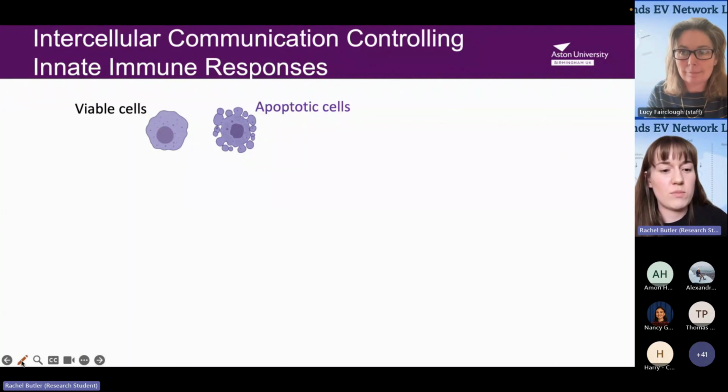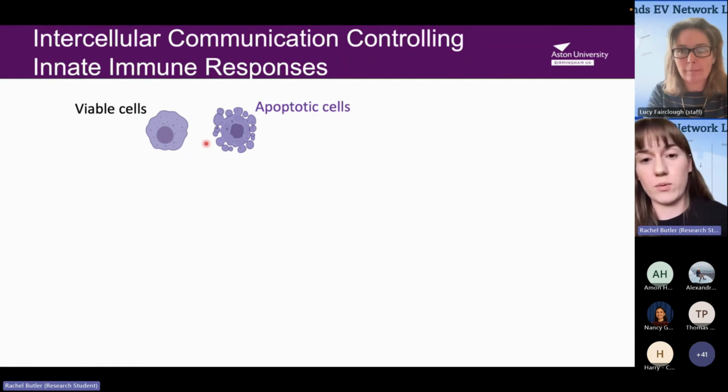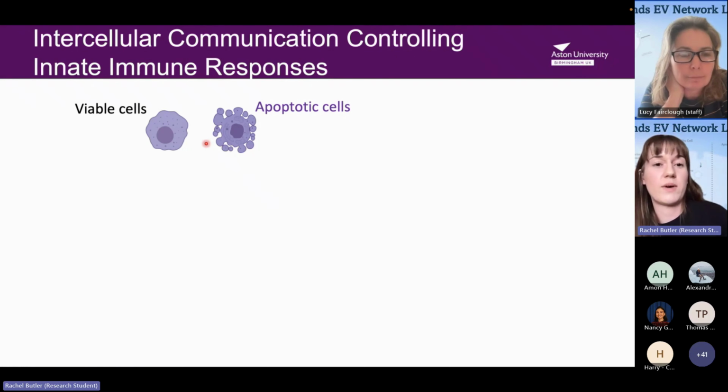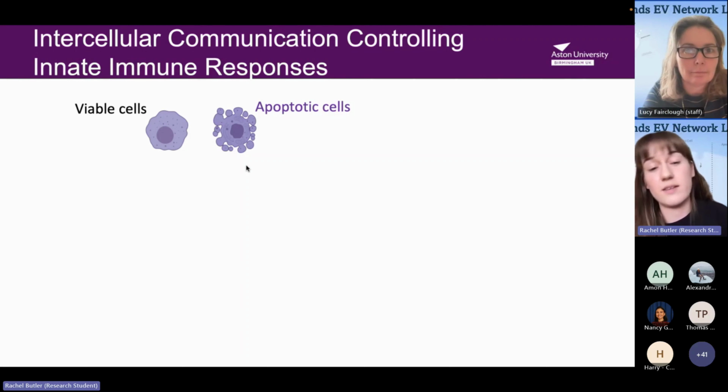So our group as a whole are interested in how both viable and apoptotic cells communicate with and modulate the immune system. And in particular, we're focused on the innate immune system, so that first line of defense. And obviously they can do that in a number of ways, but one of the ways that they do that is via the release of extracellular vesicles.